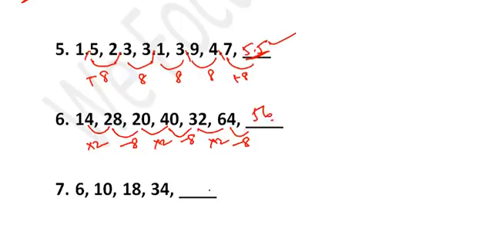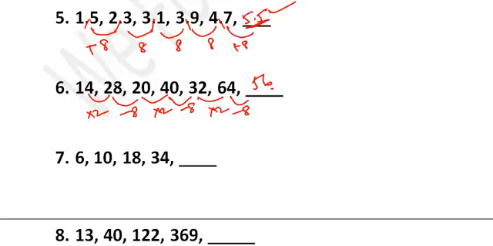Then go through the next problem. 6, 10, 18, 34. So 6, 10, 18, 34, friends. This is nothing but 6 into 2 minus 2. This is nothing but into 2 minus 2. This is nothing but into 2 minus 2. So the next answer would be into 2 minus 2, friends. 34 into 2 is nothing but 68. 68 minus 2 is nothing but 66. So think of the numbers.